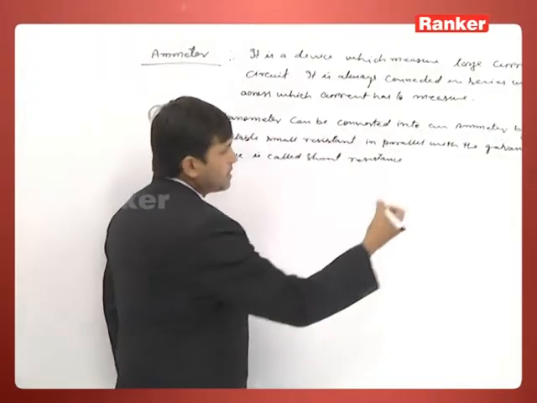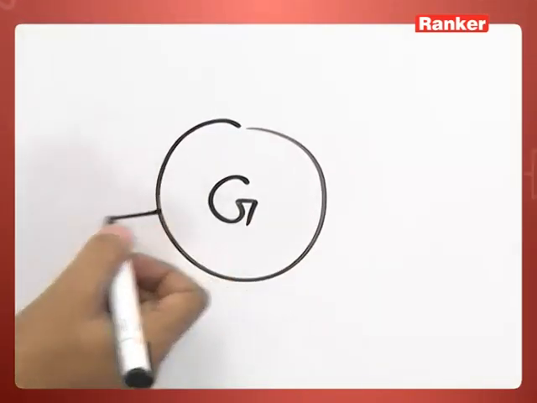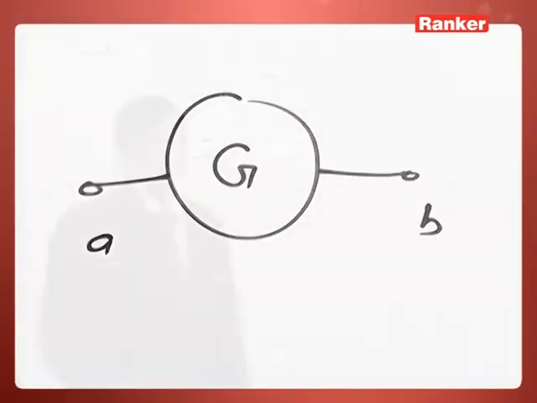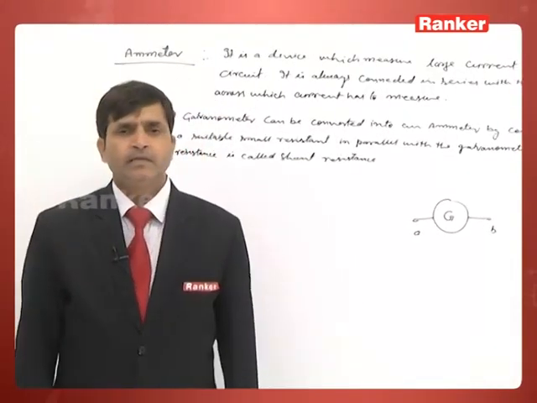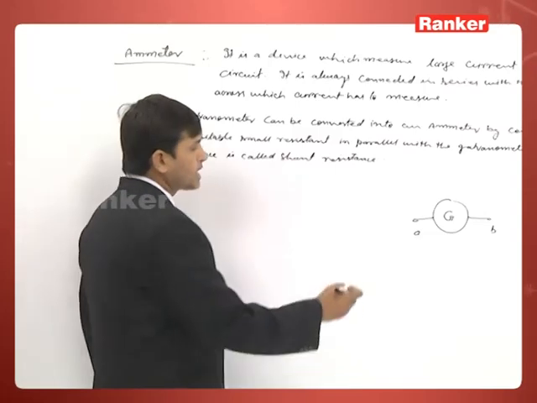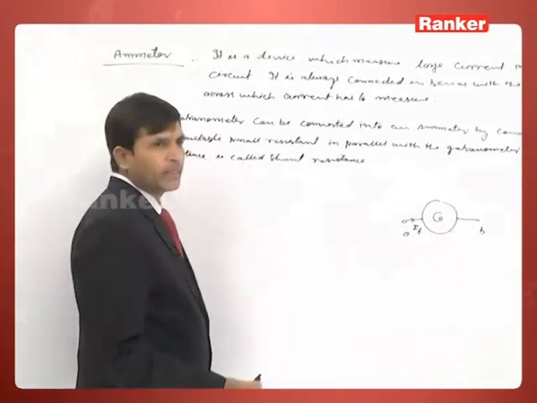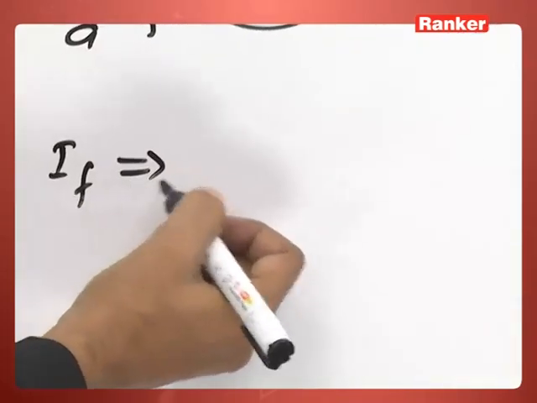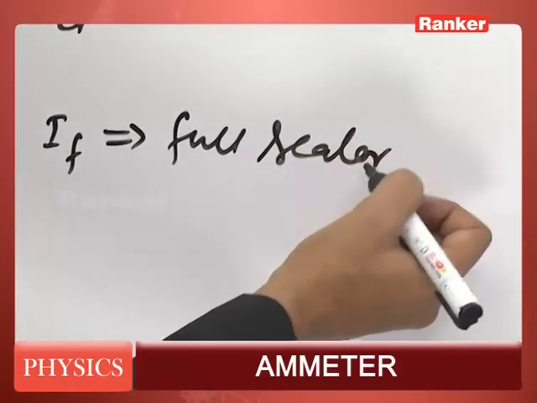See, just like this is your galvanometer, and these are the terminals of the galvanometer, A and B. As we know, a galvanometer has certain limitations. It can take only current in the range of milliampere or microampere. So the current a galvanometer can have can be called IF. IF is the full scale deflection current.